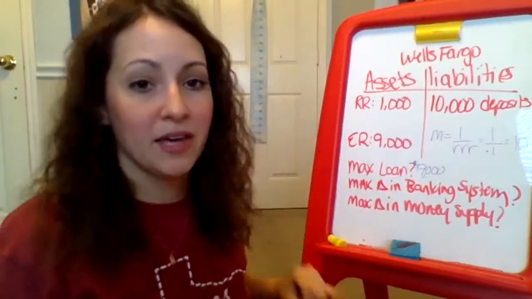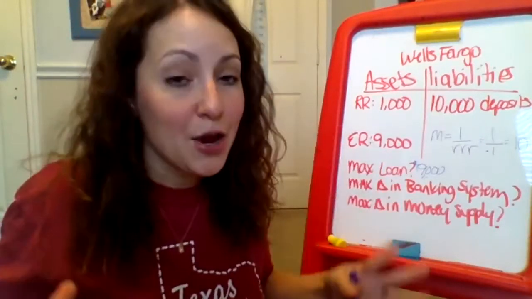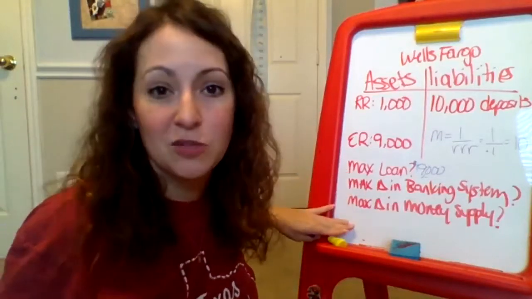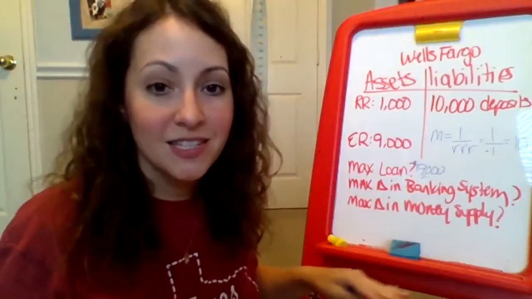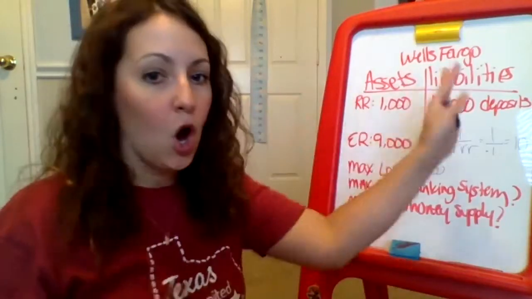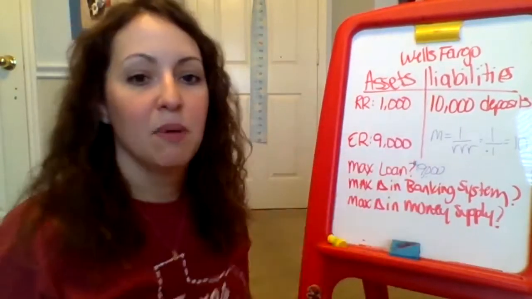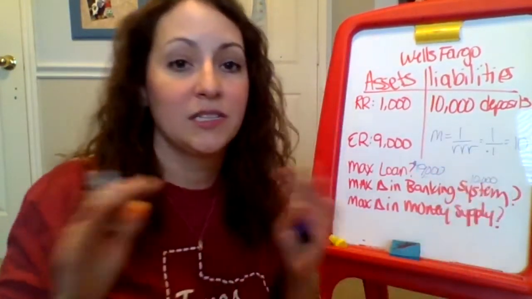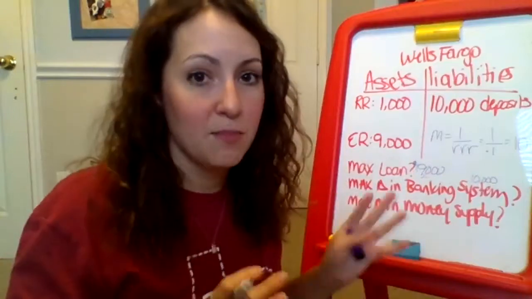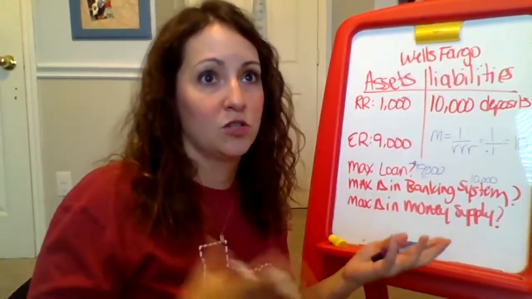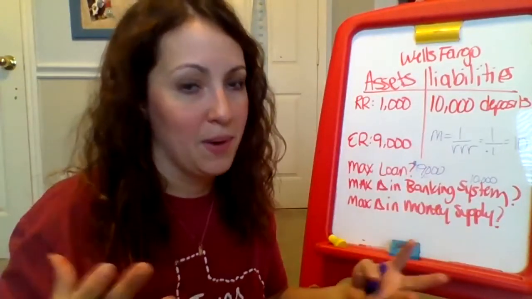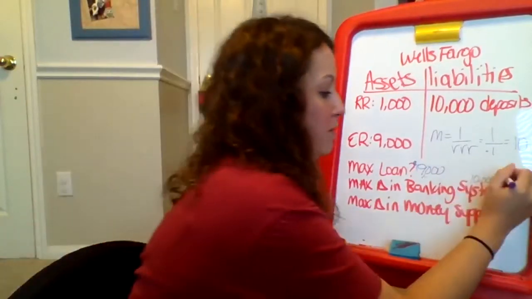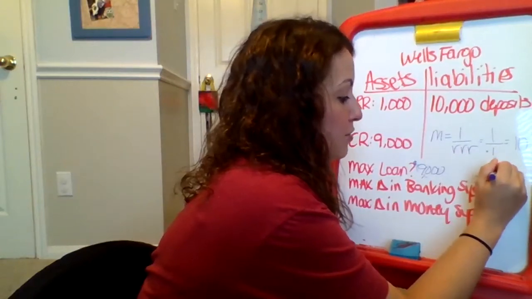So max change in the banking system is the entire deposit, not just what you can loan out. What you can loan out changes money supply, but the banking system is all of that $10,000 in deposits. So it's $10,000, which is the entire deposit, because it's staying in the bank. So not just the excess reserves, but the required reserves are staying in the bank. So the banking system would be the entire $10,000 times the money multiplier of 10, which is $100,000.